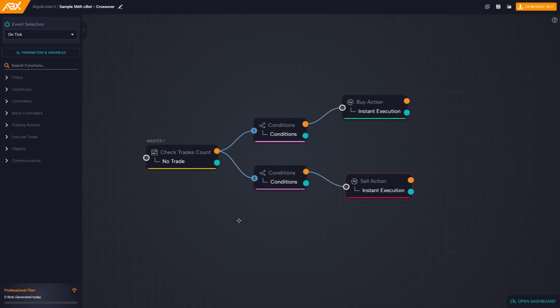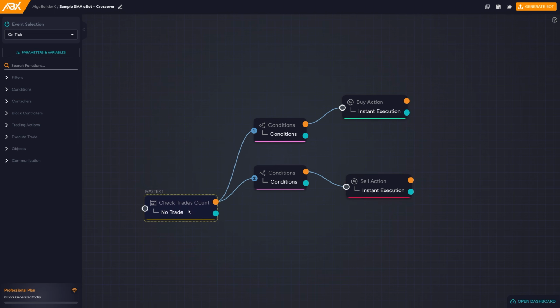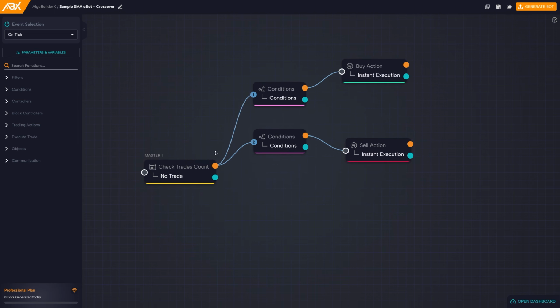To recap, the condition we wish to implement is as follows. If there are open trades and a reverse cross occurs, close the trade and open another one in the opposite direction. To define the first condition, which is, if there are open trades, we can simply use the check trades count, no trade block already in place, linking our conditions to the false output. So, we are telling it, if it is false that there are no trades, meaning, there is at least one open trade, run these blocks.